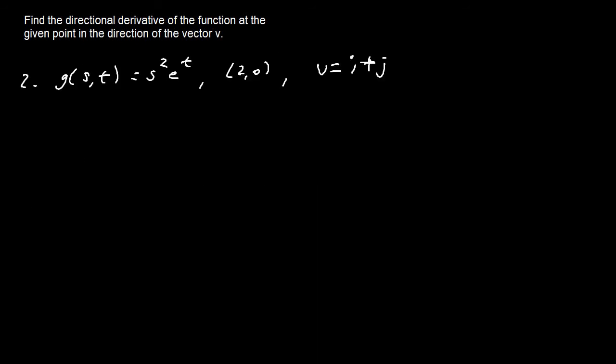So for number 2, we have g of s and t equals s squared times e to the t. The point is at 2, 0, and the vector is i plus j. So realize that instead of f of x and y, we have g of s and t, and so we basically treat it the same way.